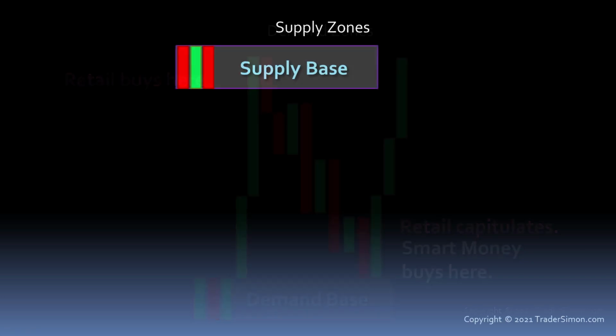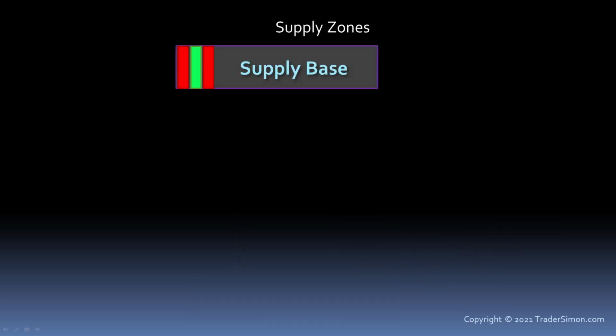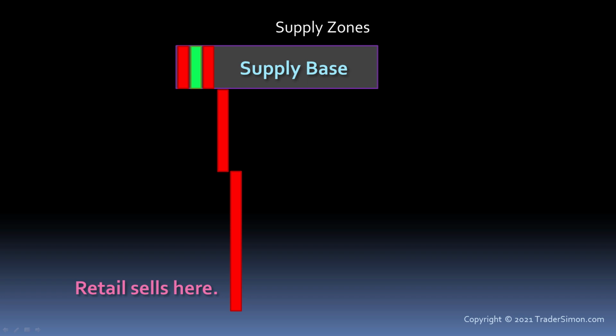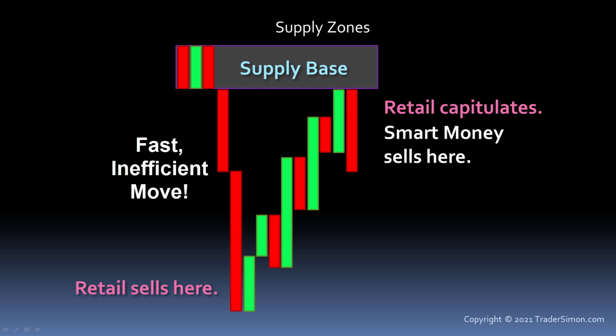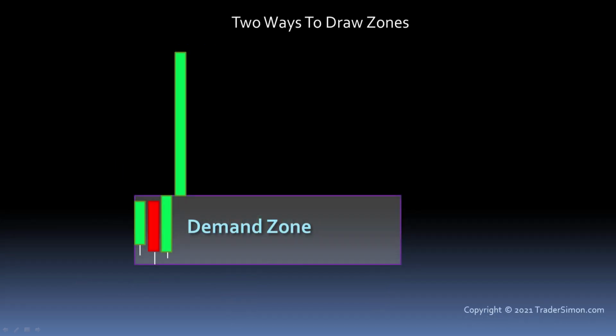Now let's have a look at supply. Supply is the same. We get a base, the market makes a very fast move out of that base, retail sells at the bottom, they FOMO in, the market retraces that fast, inefficient move, and then smart money will sell from that base, and that's where retail will typically capitulate and close at a loss, and then the market continues on down.